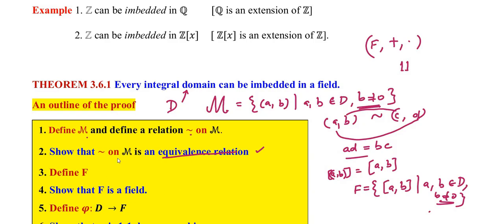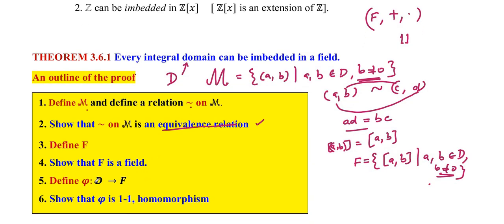So we have got D, we have got F. Now our main proof is to embed D into F. For that we need to define phi.